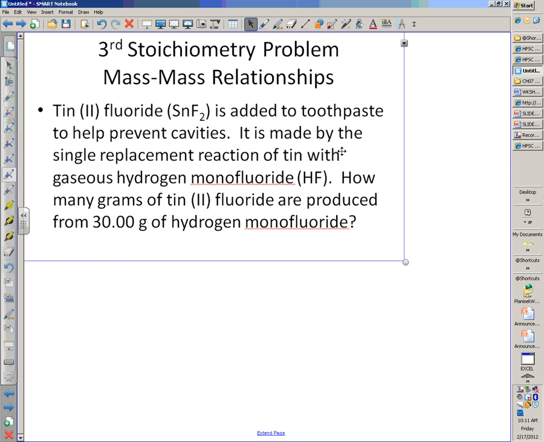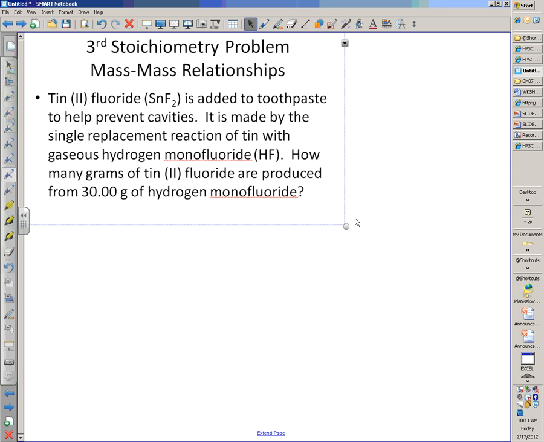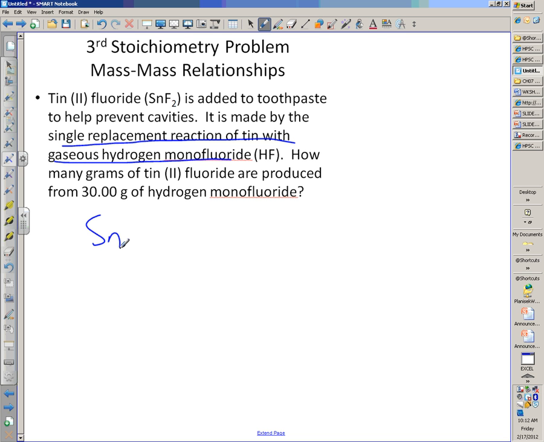First, it says tin 2 fluoride is added to toothpaste to help prevent cavities. It is made by the single replacement reaction of tin with gaseous hydrogen monofluoride. How many grams of tin 2 fluoride are produced from 30 grams of hydrogen monofluoride? I will give you the equation. So tin is going to be one of our reactants. Hydrogen monofluoride is our other reactant.